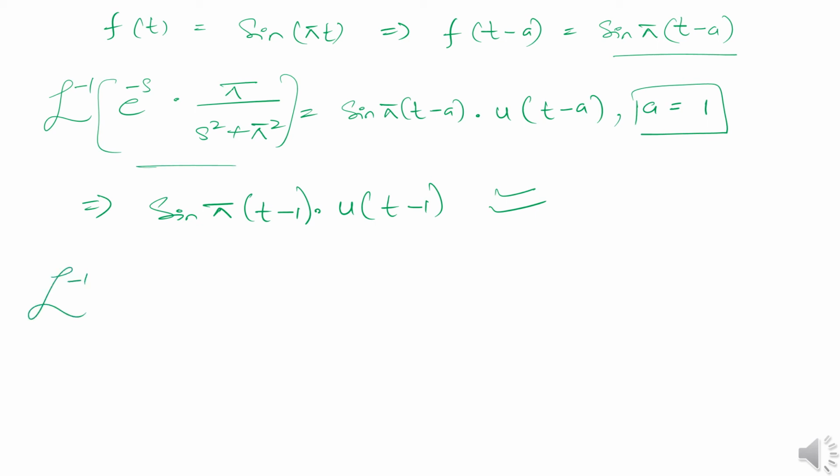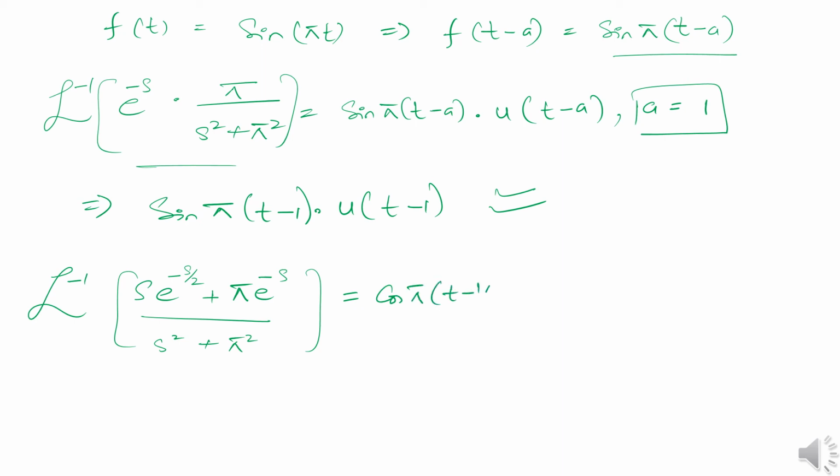And now, combined, we can write it as s e to the power negative s over 2 plus pi e raised to the power negative s over s squared plus pi squared, and this is equal to cos of pi into t minus half multiplied by unit step of t minus half, and then plus sine of pi into t minus 1 and unit step of t minus 1.